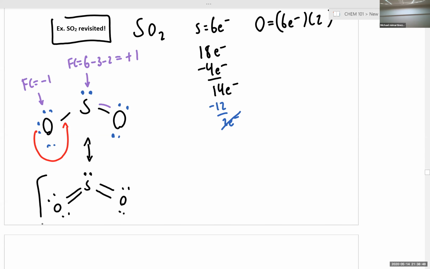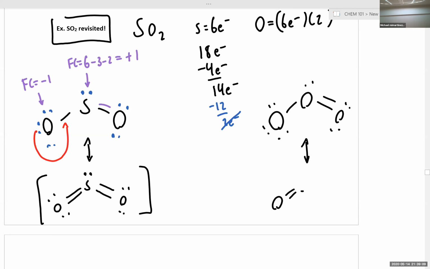So this is sulfur dioxide drawn correctly. All of our atoms have 0 formal charges. Now my question to all of you is, just to make sure you really understand what's going on here, can I draw the same structure? Can I take ozone and draw an expanded octet structure?